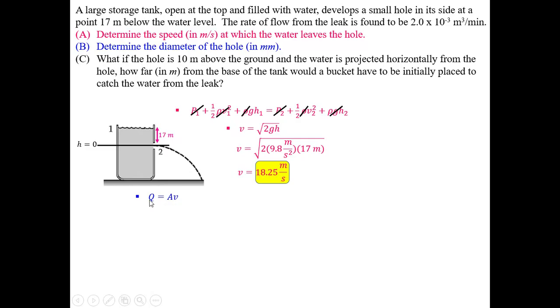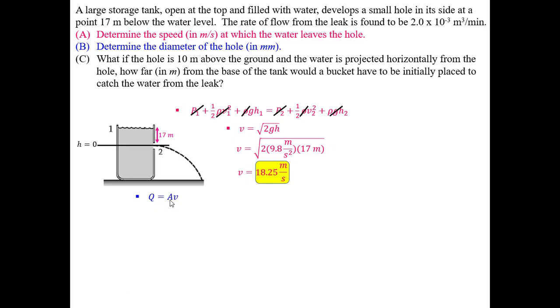Here, the flow rate function that I'm going to go with is A times the speed. Okay. Why? Because I'm given the flow rate and I'm asked to find the diameter of the hole. I already know what V is, all right? So in order to find diameter, I need to find the radius of the hole. So I'm just going to use this function because I know Q, I know V. The only thing I'm missing is A, but once I know A, I can find radius.